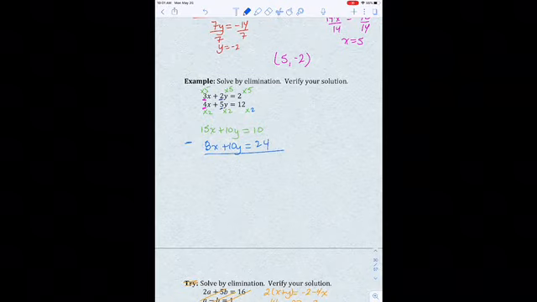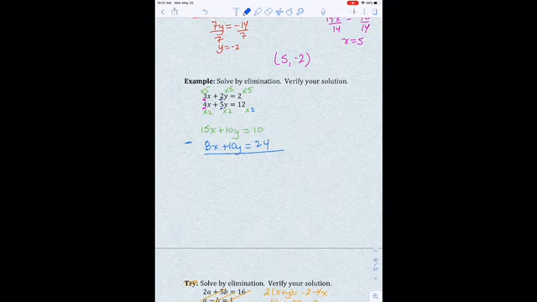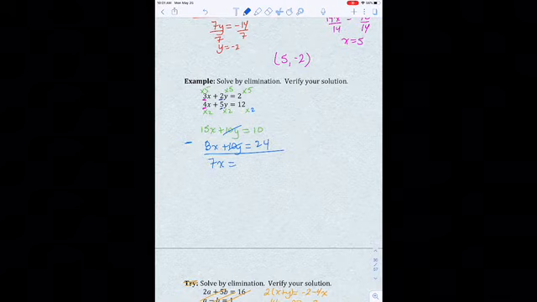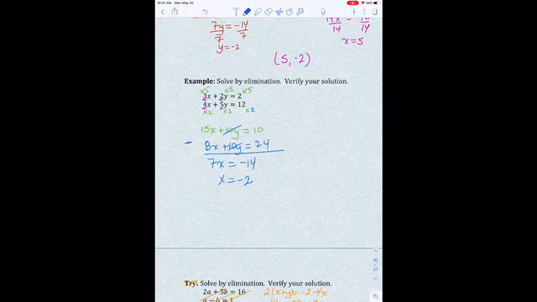Okay, and now we don't always subtract, but I could subtract here. There's no big negatives to worry about. 10y minus 10y is 0. 15 minus 8, that's 7x, equals -14. So x is going to equal -2.